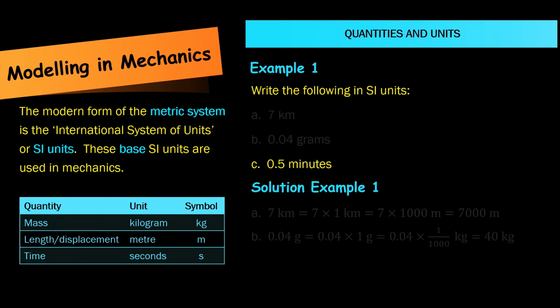And now let's take a look at part C. We are required to convert 0.5 minutes to SI units. So 0.5 minutes is equal to 0.5 times 1 minute. And of course this is equal to 0.5 times 60 seconds, which is equal to 30 seconds.